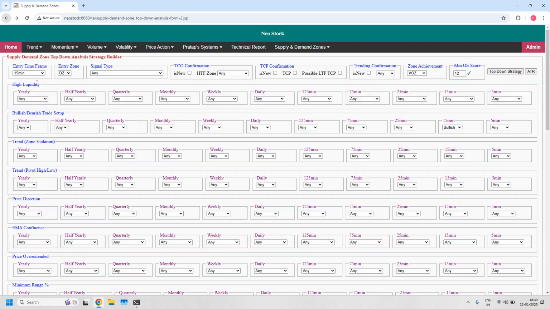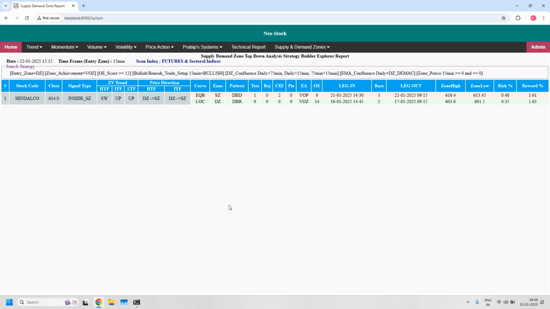Let us verify. In the EMA confluence at daily time frame. Why daily? Because the entry time frame 15 minute zone is part of the 75 minute zone, and both together are now part of the daily zone. Part means they are overlapped. That's why we are looking for a daily demand zone having daily EMA confluence. With this filter, we got 1 stock. But this is a sideways trend, so you have to ignore it. It won't give any extra advantage.